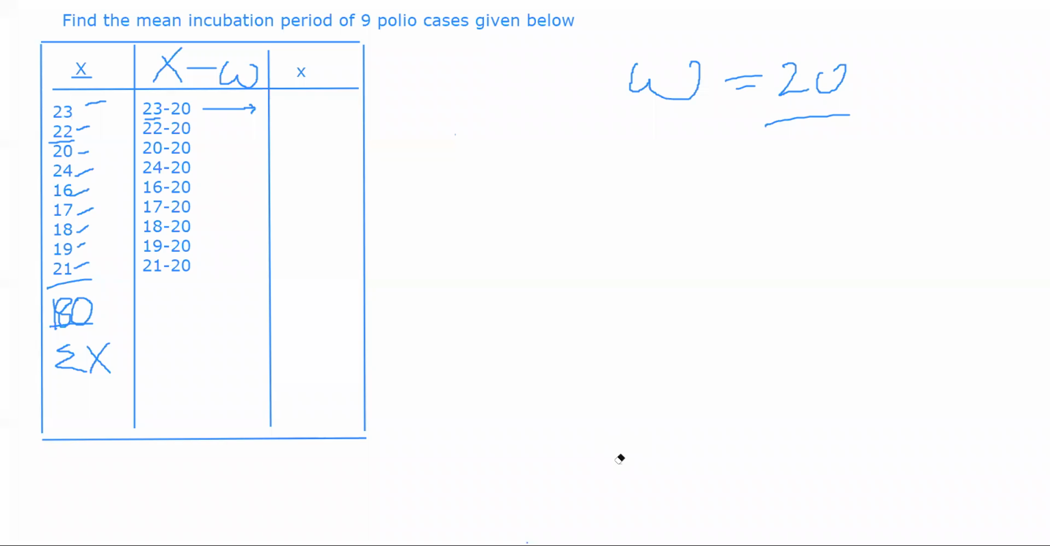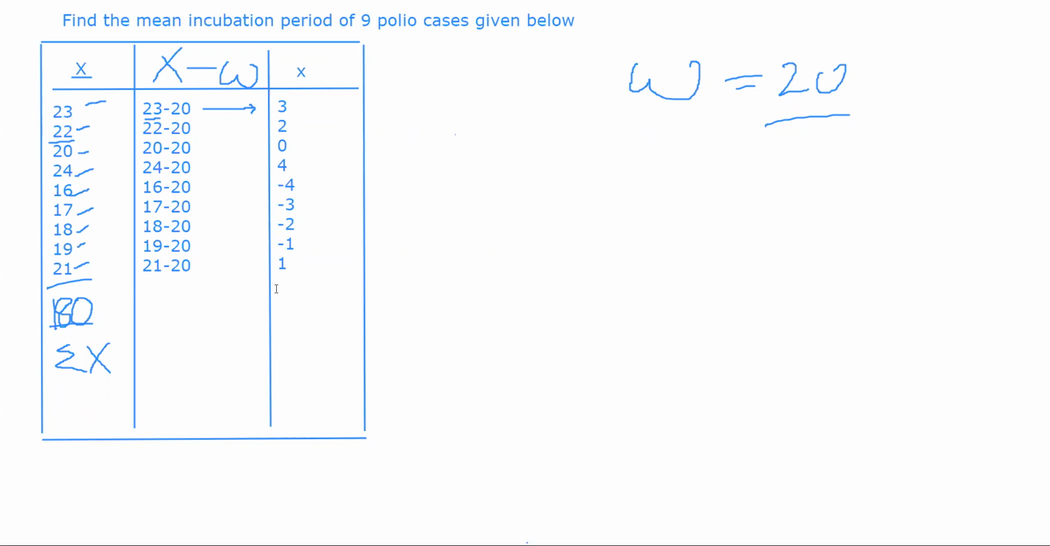Okay. So coming back to this, here the first value is 3, the second value is 2. I'm not putting positive or negative; I'll put negative if there is one, or else it is positive. 20 minus 20 is 0. 24 minus 20 is 4. 16 minus 20 is minus 4, right? 17 minus 20 is minus 3. 18 minus 20 is minus 2. 19 minus 20 is minus 1. And 21 minus 20 is 1.